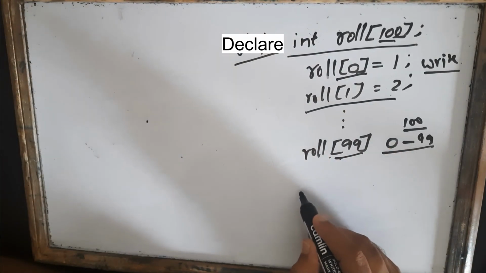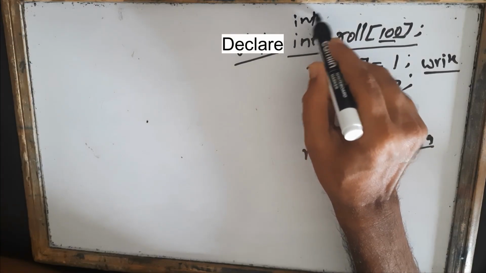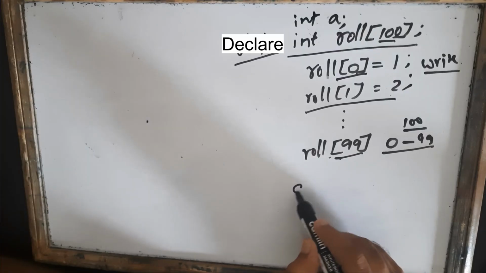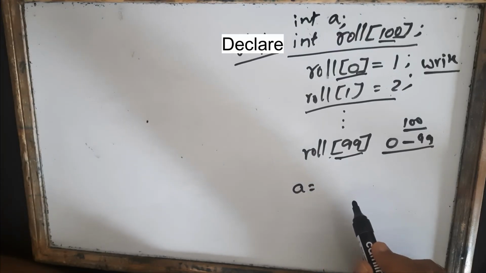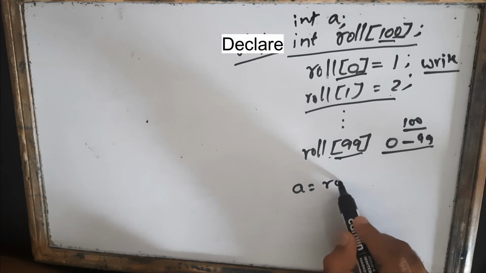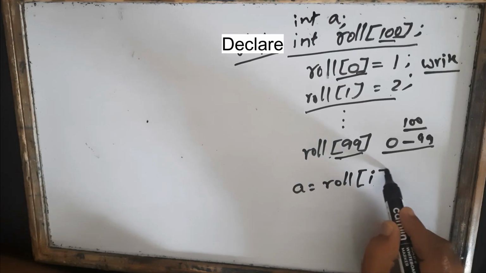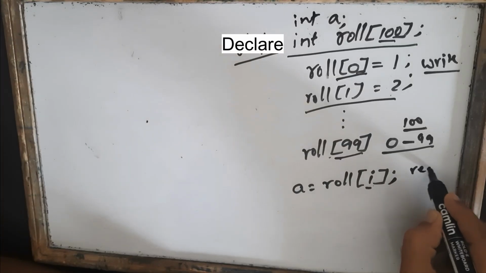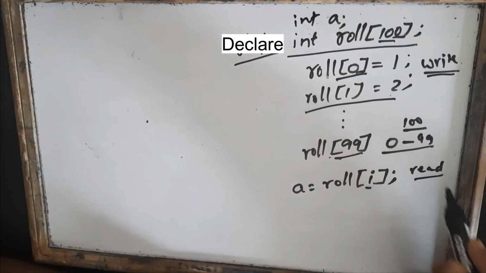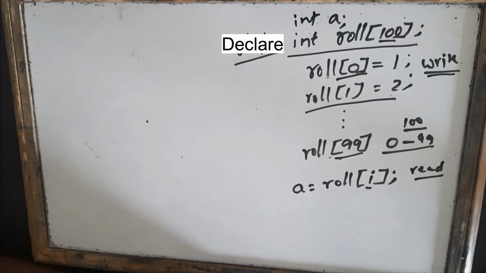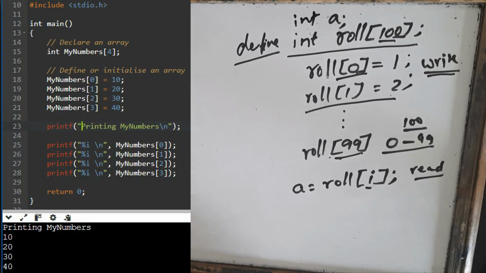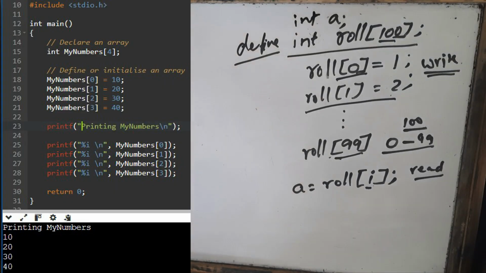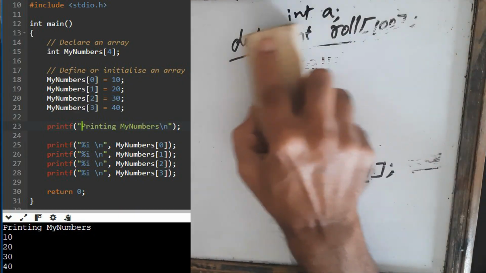Now read. So read, say for example we have an integer a is equal to, you want to read the roll number into a, a is equal to roll of any index we can use. This index can be 0 to 99, any index you can use and read in this pattern. This is write, this is the read of the array. So in this way we can read all 0 to 99 rows. This is a single dimensional array.